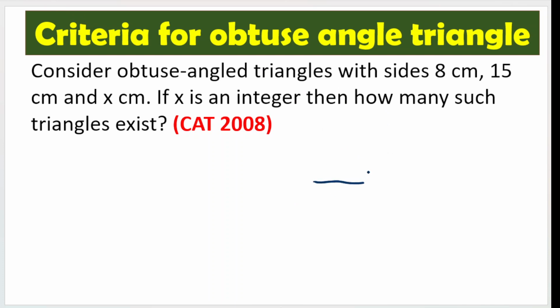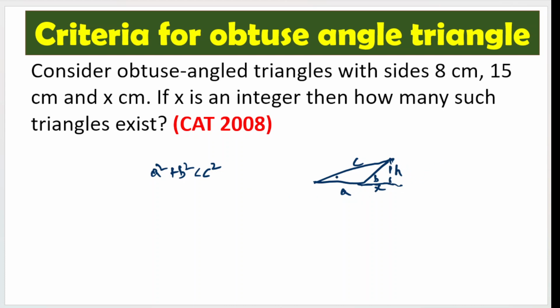Let's say the triangle is obtuse angle like this: A, B, and C. Earlier we discussed that a square plus b square should be less than c square. How? Let us extend this, and call this extra part x and this part the height h.